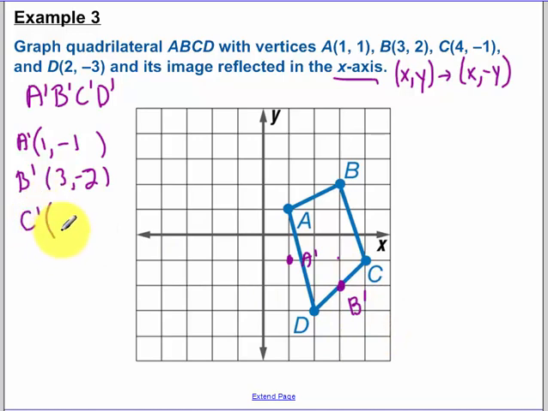C prime becomes 4, positive 1. Opposite of negative 1 is 1. So I have 1, 2, 3, 4, 1. 1 unit away, 1 unit away. C prime. And then D prime, which is 2, positive 3. 1, 2, 3.